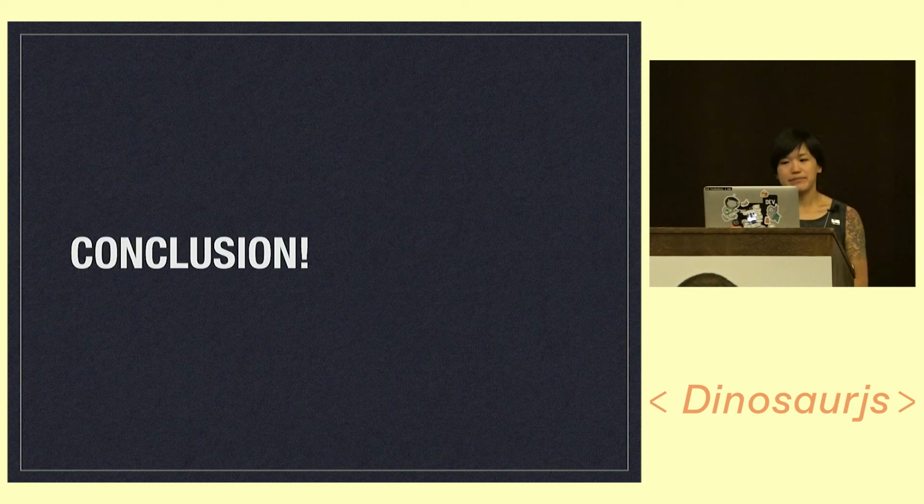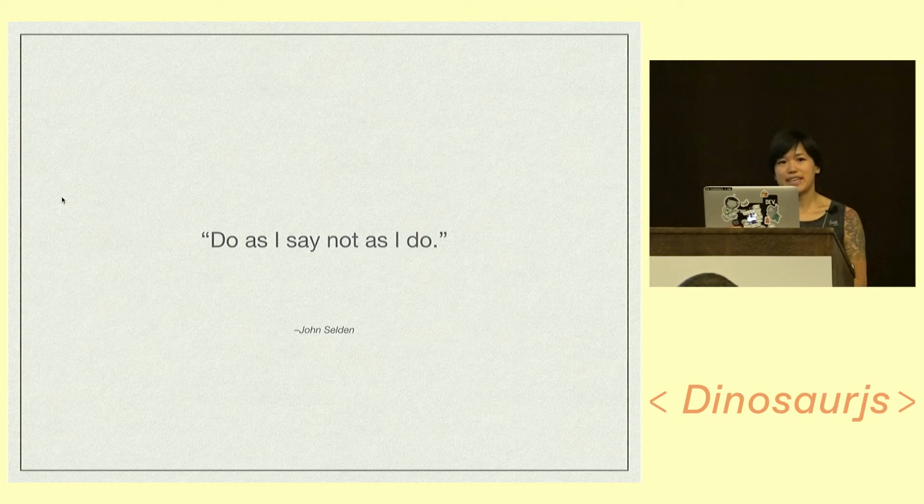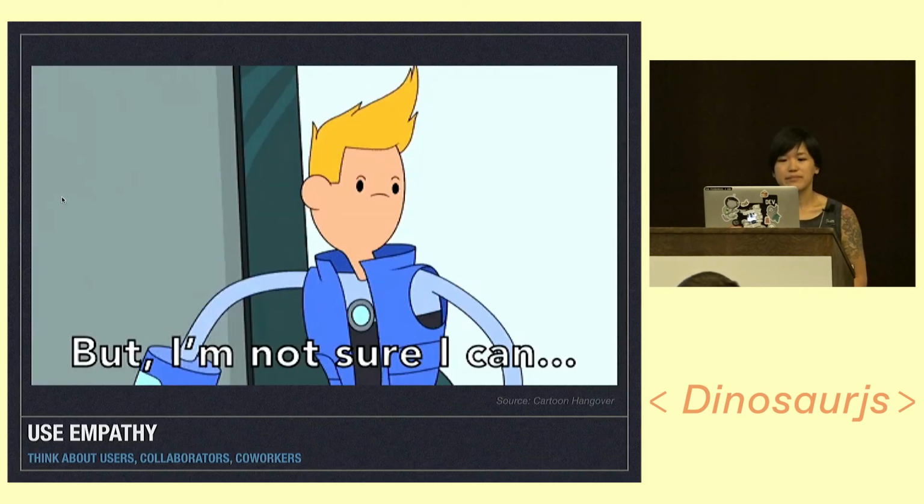So in conclusion, do as I say and not as I do. I keep telling everyone, empathize with your users, your coworkers, everyone who may be using this design system or exposed to it. Because we didn't do as great a job at Eventbrite. We're doing a lot better. But yeah, learn from the mistakes that Eventbrite made. And use empathy.